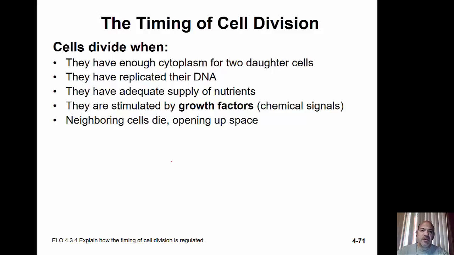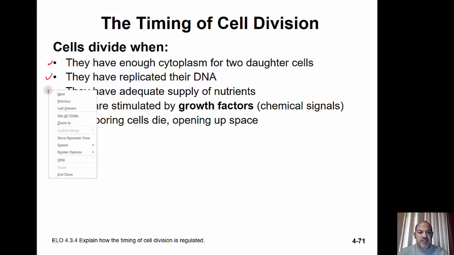So what about the timing? How does a cell know when to divide? How does it know when not to divide? Well, some observations have been made that the cell is going to divide when the cell has enough cytoplasm for two daughter cells. If it's not big enough, it won't divide. It's going to divide when the DNA is replicated. You can't get two new cells without copies of all the instructions. The dividing cell would have to have an adequate supply of nutrition.